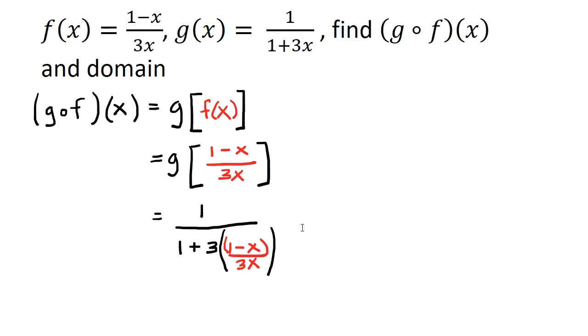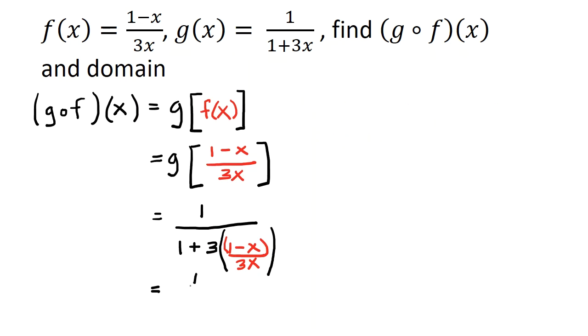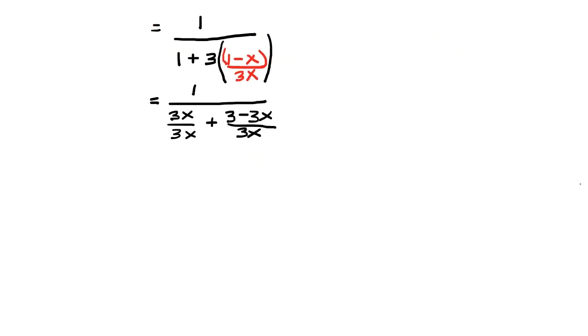To save time, I've got to start here. For g composed with f, we feed f into g, and we replace x in g with the result of f. So this is going to give us 1 all divided by, well, I've got to get the common denominator now. So I'm going to have 3x all over 3x plus 3 minus 3x all over 3x. So we'll want to simplify this.